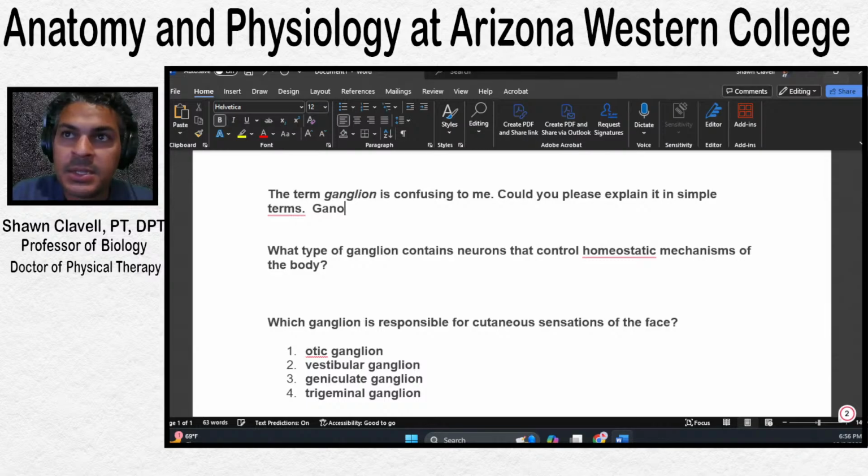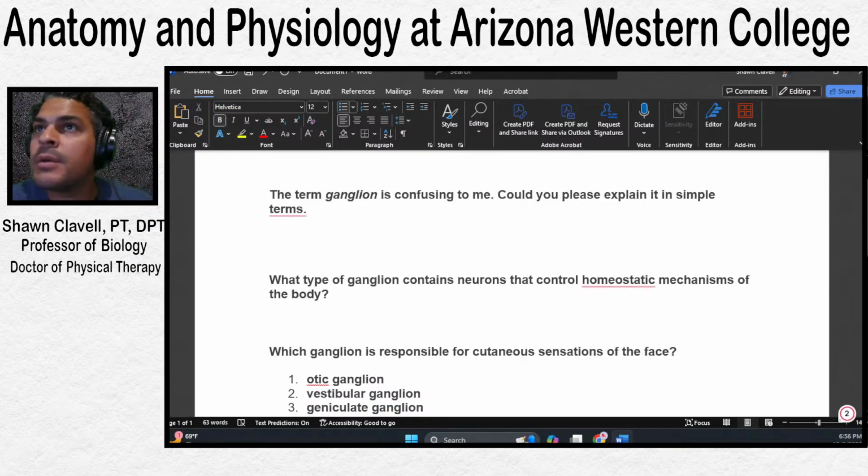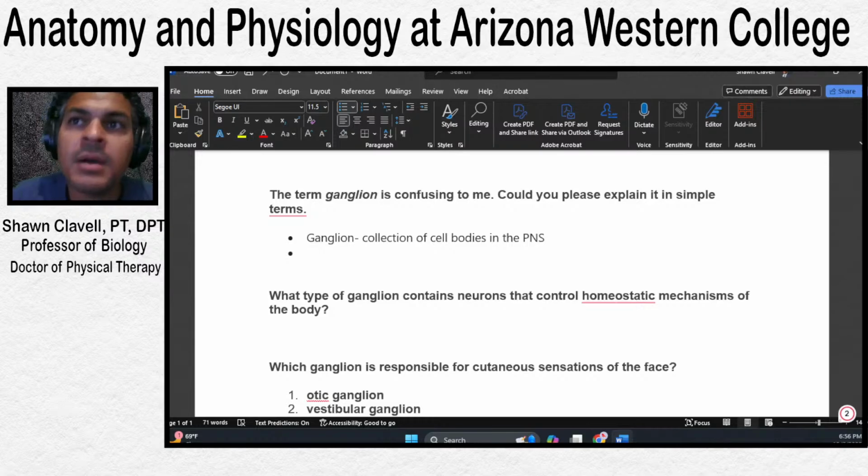So ganglion itself, let me try this here. Put a bullet point here. The ganglion is a collection of cell bodies in the peripheral nervous system, and a collection of cell bodies in the central nervous system is referred to as a nuclei. So you've got these two different terms that we should start to get familiar with.